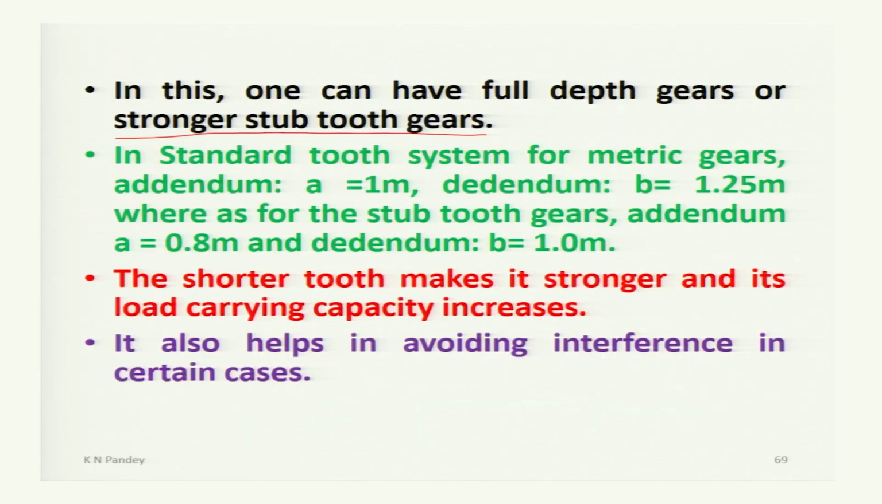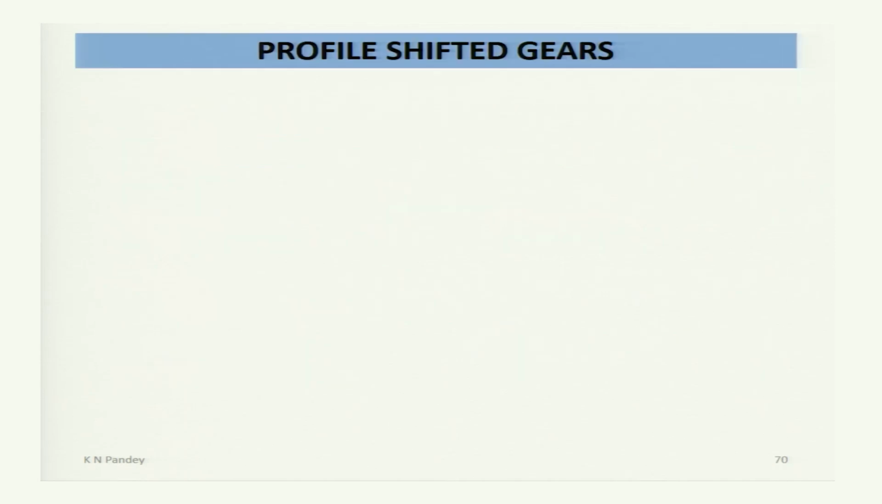In a standard tooth system for metric gears, addendum A is equal to 1 M, dedendum B is equal to 1.2 M, whereas for the stub tooth gears, addendum A will be 0.8 of the module and dedendum will be 1.0 module. The shorter tooth makes it stronger and its load carrying capacity increases. It also helps in avoiding interference in certain cases.